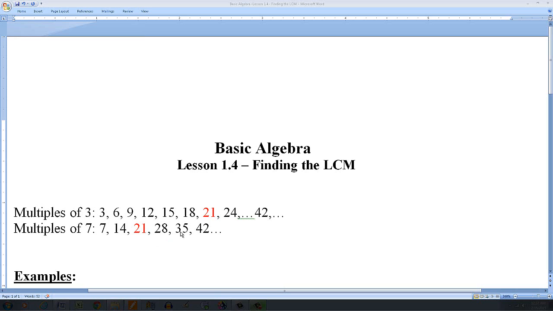So when we talk about the least common multiple of 2 or more numbers, we're simply talking about the smallest positive number that's a multiple of both. Or another way to say it is those particular numbers have to divide it. They both have to divide the least common multiple.